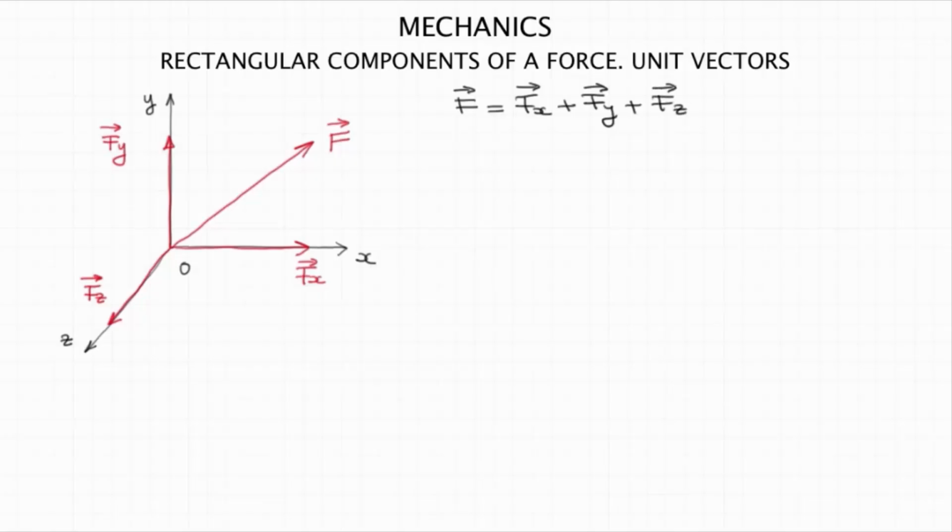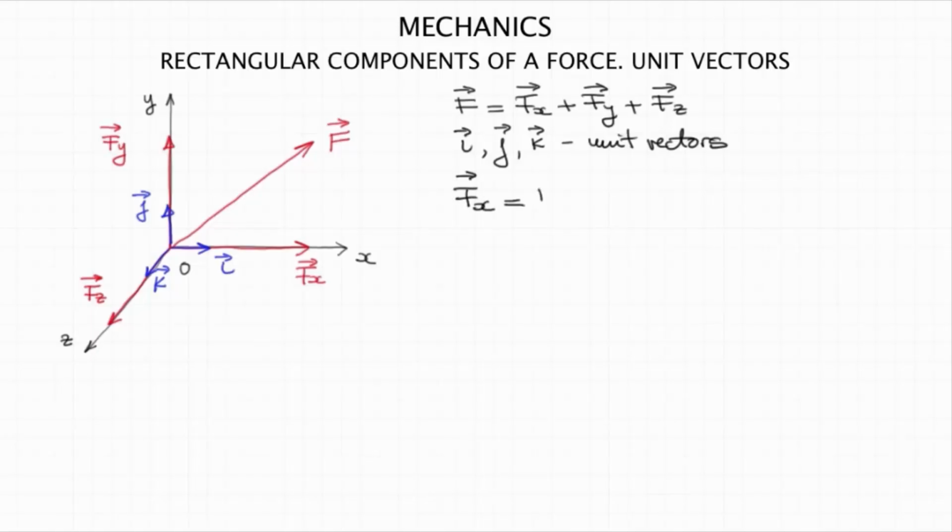Now, let's define another set of orthogonal vectors, running along the x, y, and z axes. We're going to call these vectors i, j, and k. What is specific about these vectors is that they have a magnitude equal to 1. So hence we call them unit vectors.